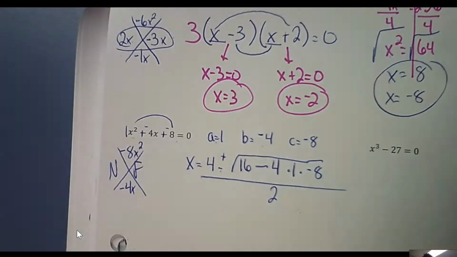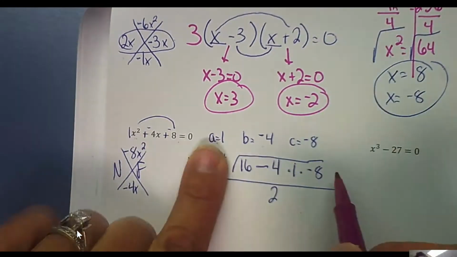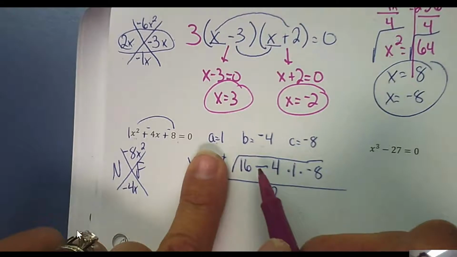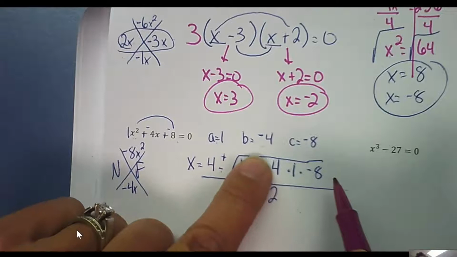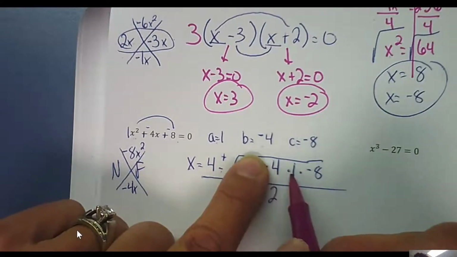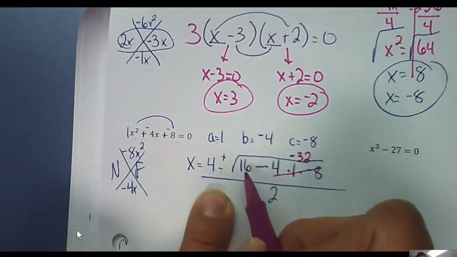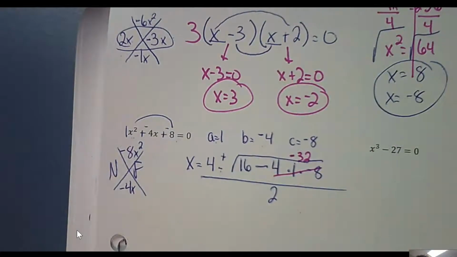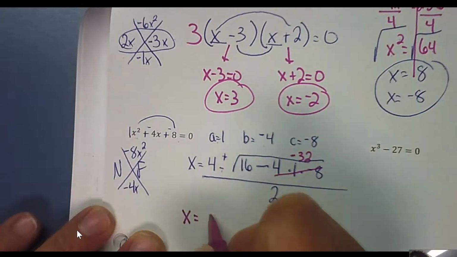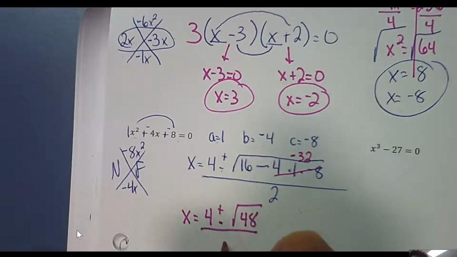So from there, I work inside the radical. So first I do, because this is just a bunch of numbers, I do have to follow the order of operations. So when I have subtraction versus multiplication, I do have to do the multiplication. So 4 times 1 times negative 8. This all becomes negative 32. So now I have 16 take away negative 32. And when I have 16, I take away negative 32, what I end up with is 48. And then all of that is over 2.